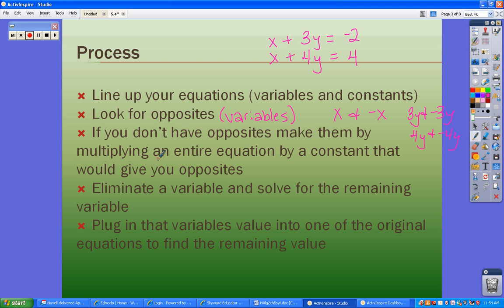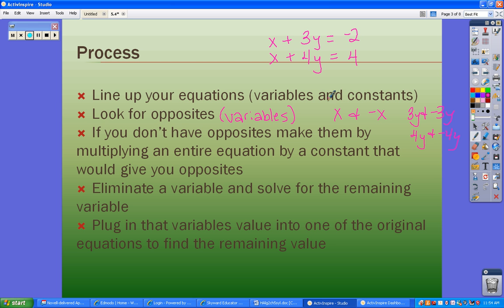If you don't have opposites, you make them. How do you make them? You multiply an entire equation, left and right sides, by a constant. You can do that. That is a mathematically legal move because it does not change the equation of a line if you multiply through by a constant. It just changes the appearance of the equation.